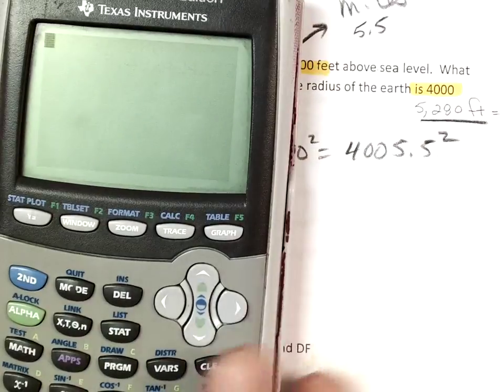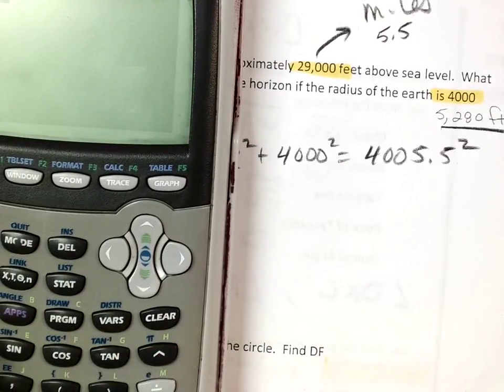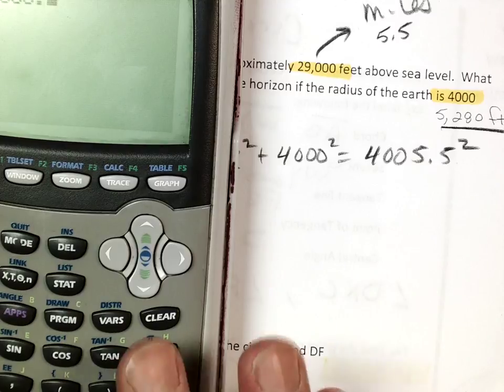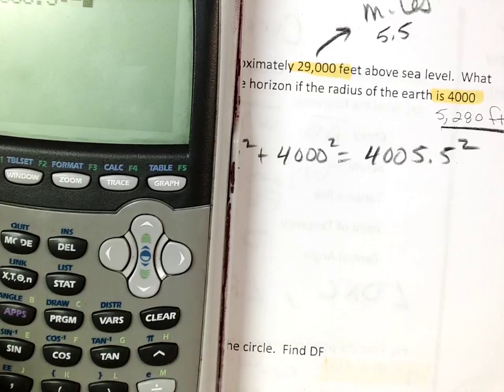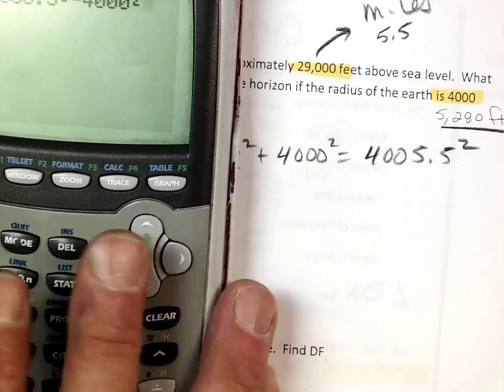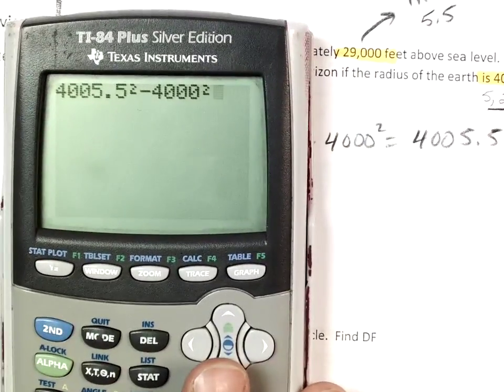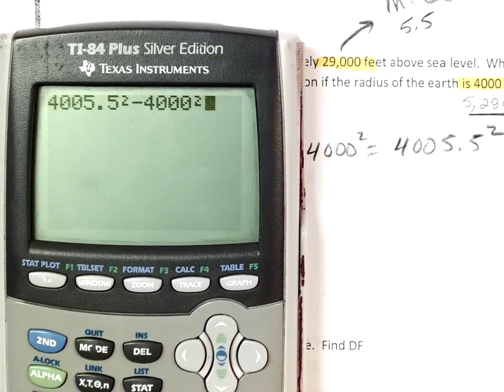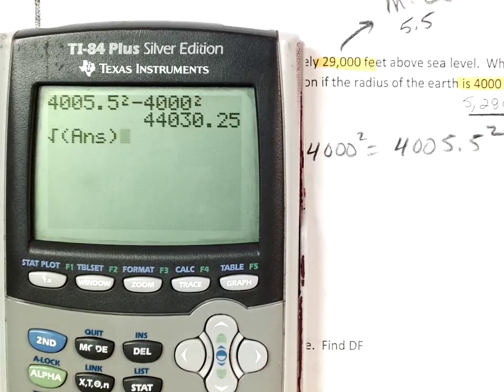Ready? Check it out. We are going to go 4,005.5 squared. Subtract. You okay with subtract? 4,000 squared? I can't see it. Well, that's just no good. Okay, there we go. So, to avoid huge numbers, let my calculator do all the work. We're just going to go 4,005.5 squared minus 4,000 squared. Enter. That's a huge number, then I'm going to take the square root of that answer, because we're doing Pythagoras theorem. You guys agree with that? Let the calculator do all the work.